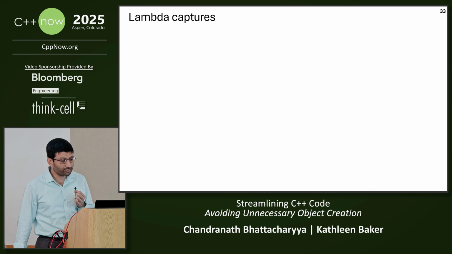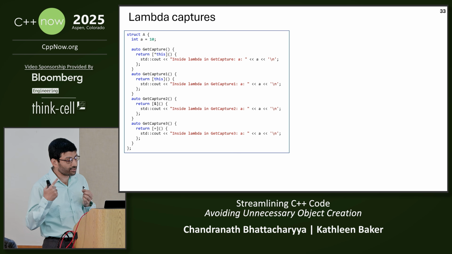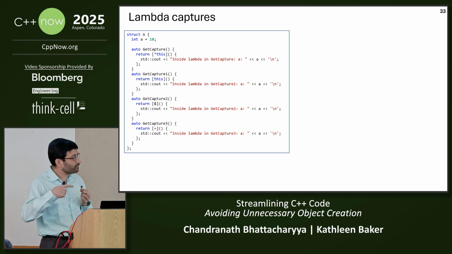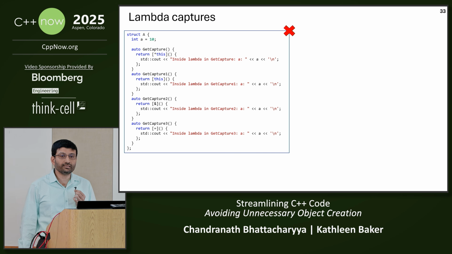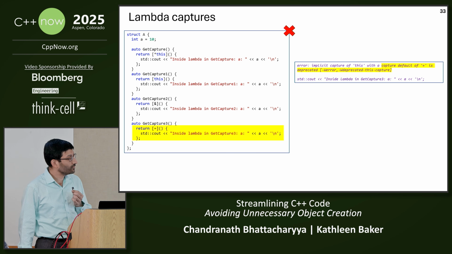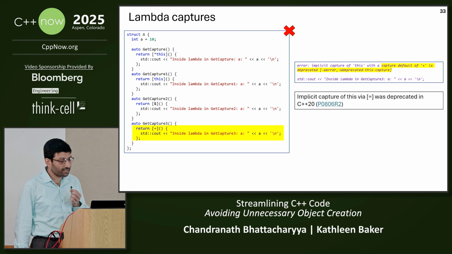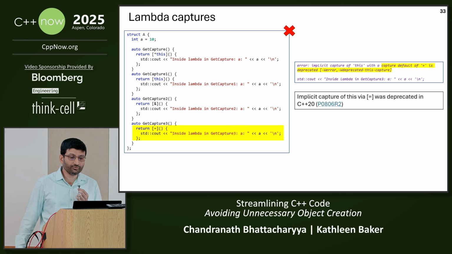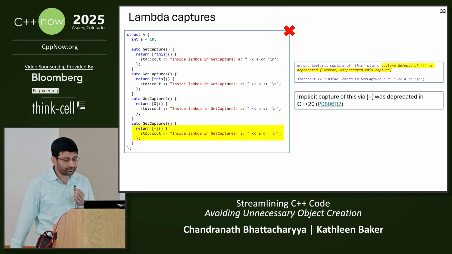So what if we do that? What if we capture the member variable in the body of the lambda, right? So here, what we're doing is that we actually added an int a as a member to the class. And in each of these functions, it's trying to print a, okay? And expectedly, this code does not compile. So this is the portion that is getting flagged, okay? And for good reason. The reason is that implicit capture of this via equals was deprecated in C++20, okay? So this will not work.